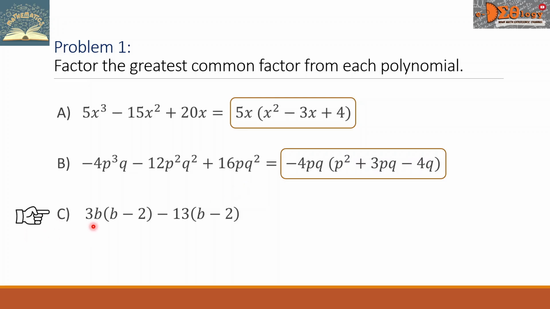Expression C, 3b times the quantity b minus 2 minus 13 times the quantity b minus 2. In this expression, we have two big groups. And for the two big groups, there is a common factor. And the common is the binomial b minus 2. We can pull that common or the GCF outside. Then we multiply this by the remaining terms, this 3b, we write here, and the minus 13. This is now the final answer.